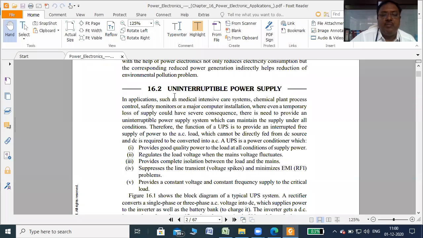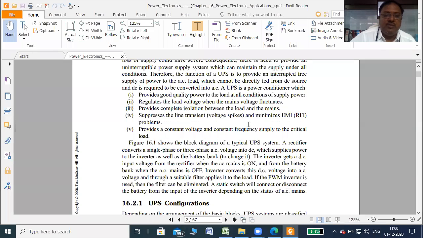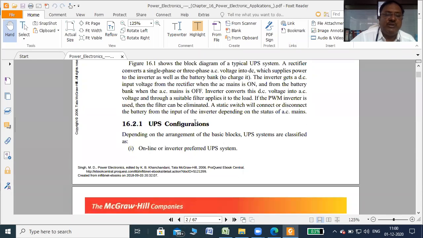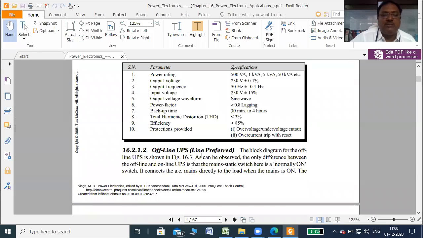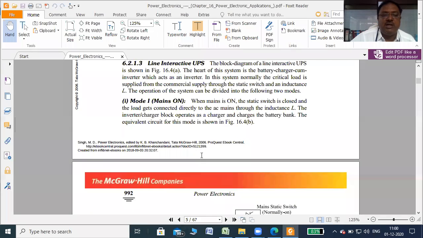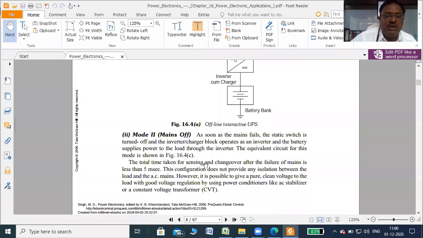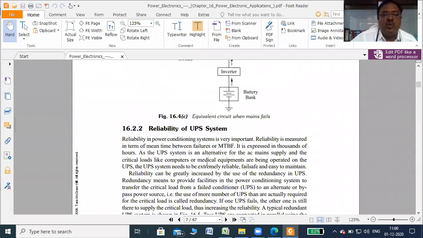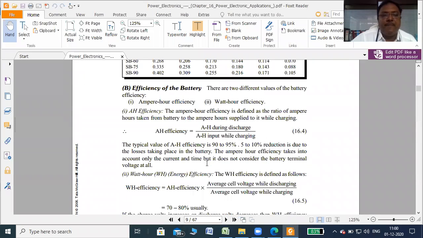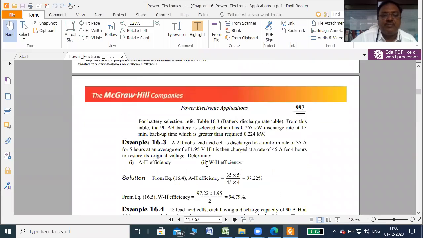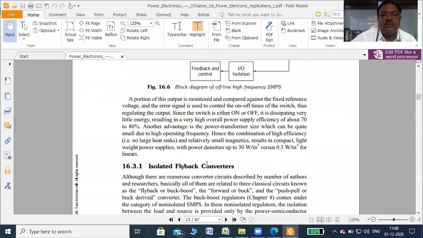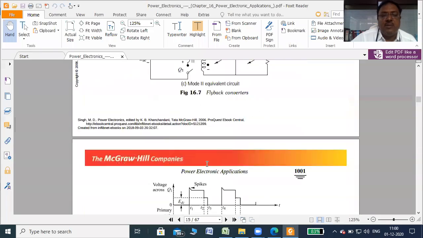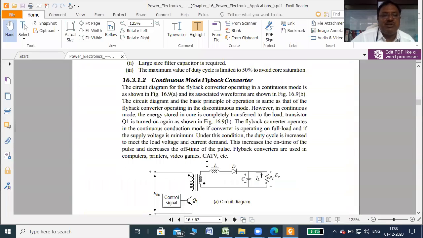So start with the UPS in the book. As per your syllabus, HVDC is the first part. That is also present in this unit. But the types of UPS, whatever types of UPS are available in your syllabus, that already we have covered. Some additional types are given here. Next one is the switch mode power supply, SMPS, then the HVDC transmission system.